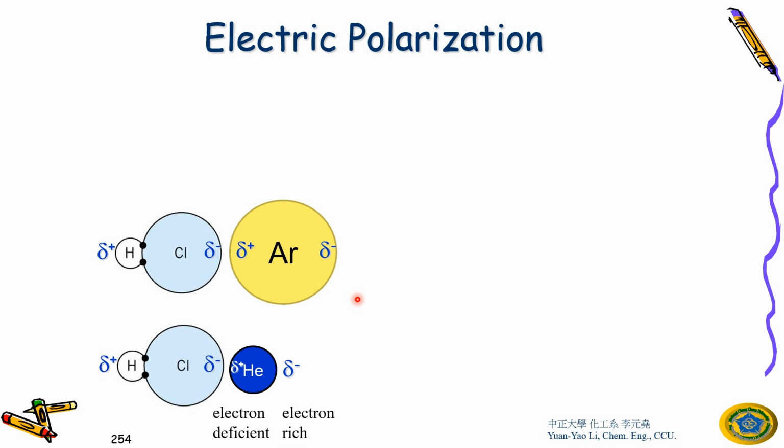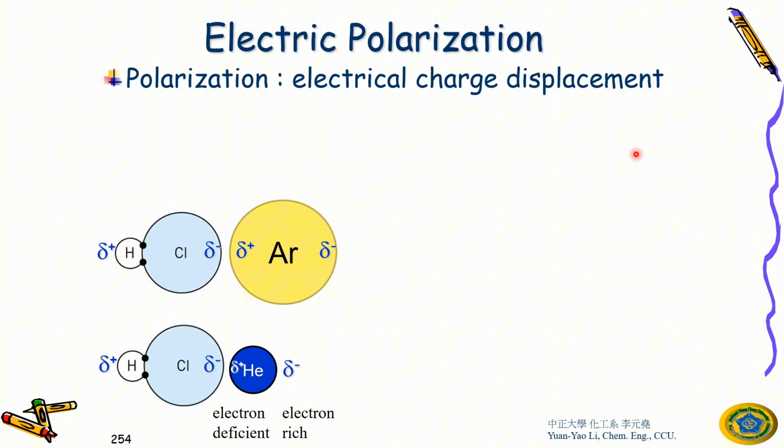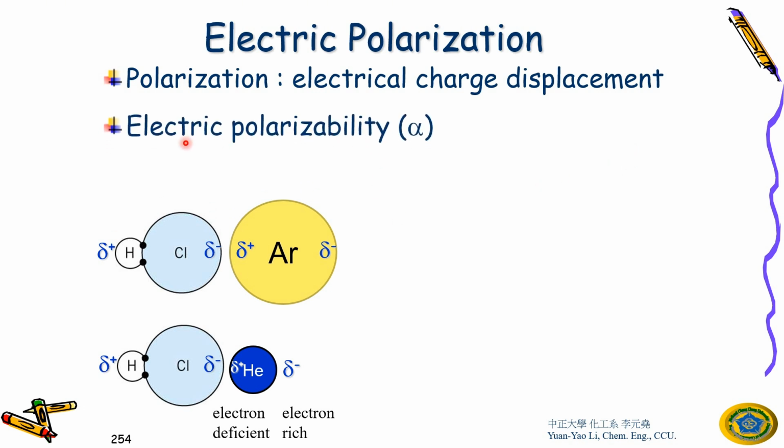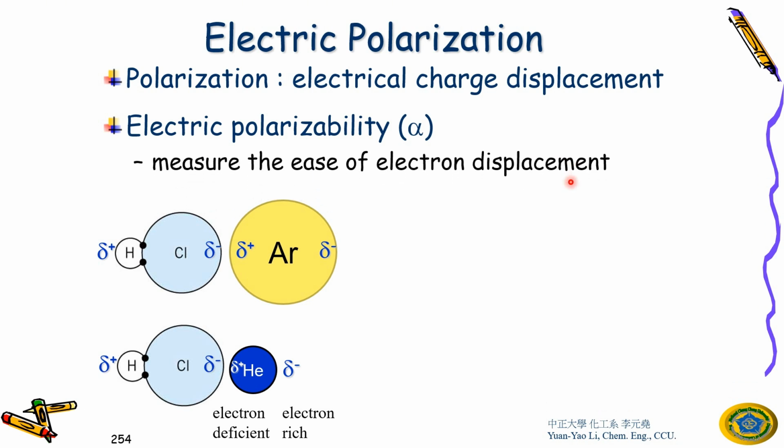Okay, this is what we call polarization. The polarization is the electrical charge displacement, and we use alpha to represent electrical polarizability. So polarizability is the measurement of the ease of the electron displacement.